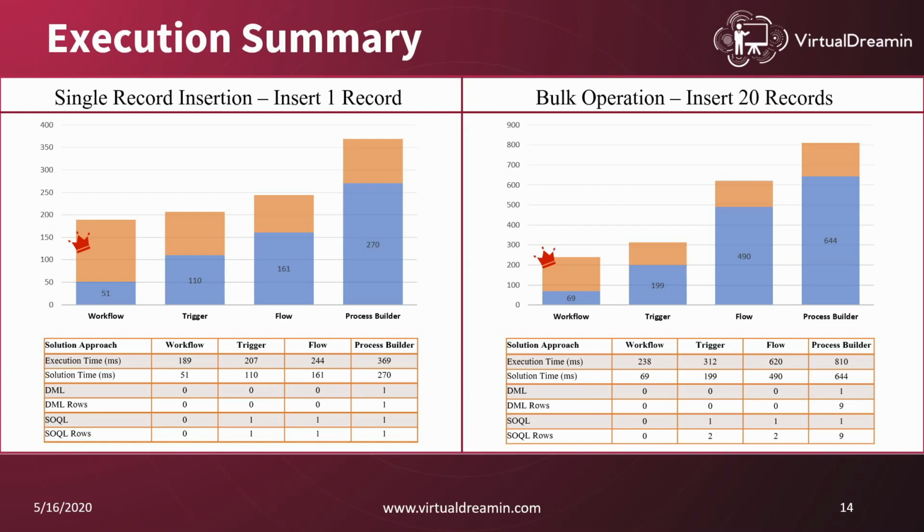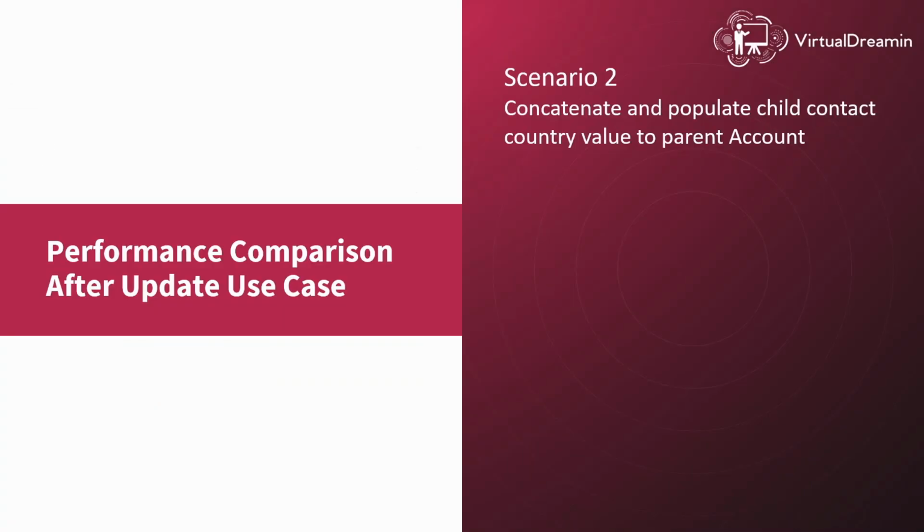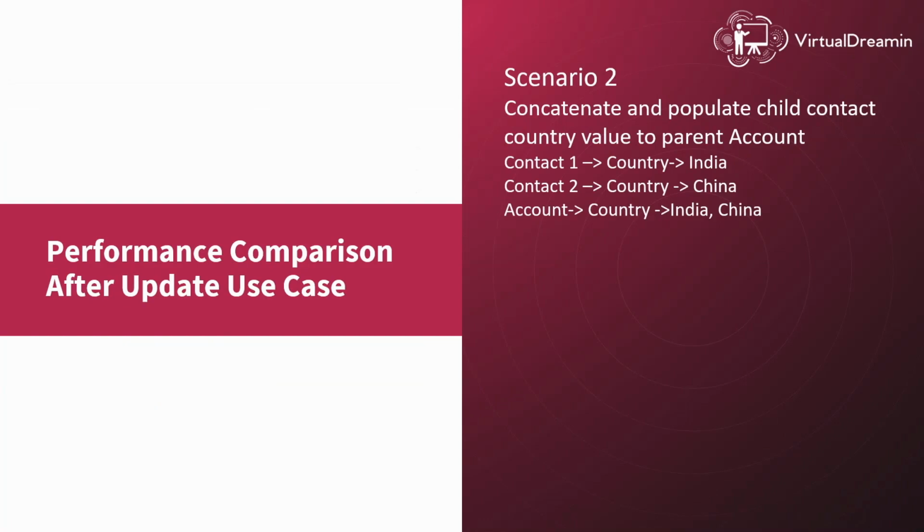Now let us see a more complex scenario. This is my second scenario where I would like to concatenate and populate the child contact country value to the parent account. This is an after update scenario, right? Suppose I have two contacts, contact 1 and contact 2, under an account, and the country values are India and China. After save in account, I would like to populate its country value as India, China.